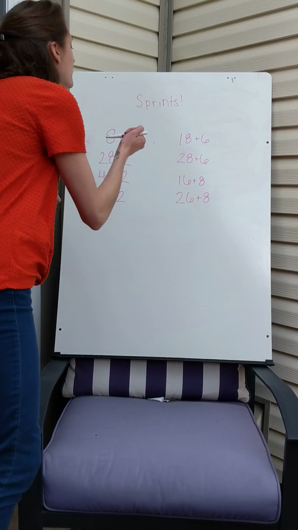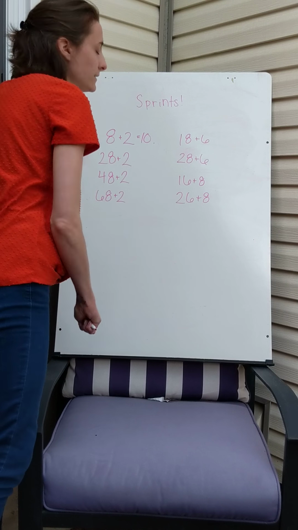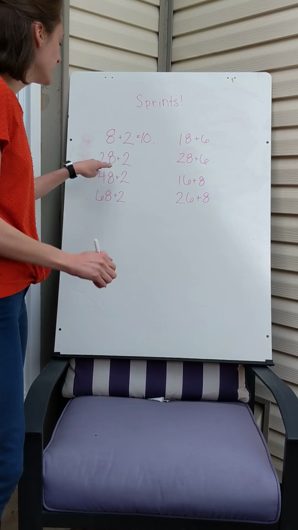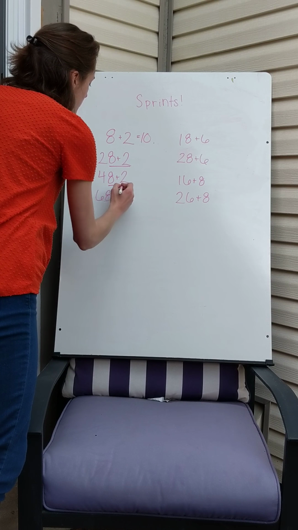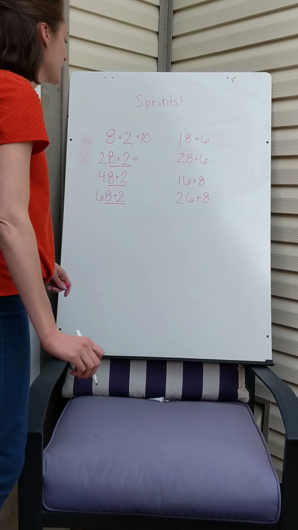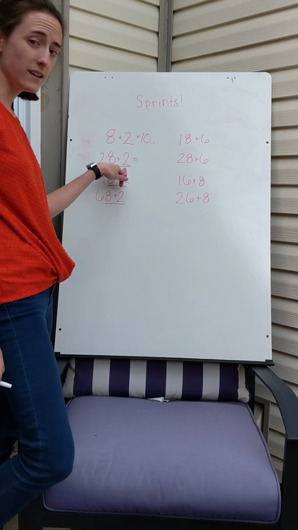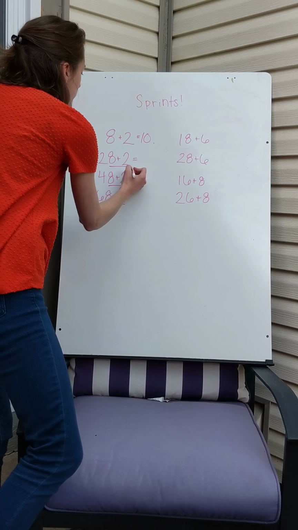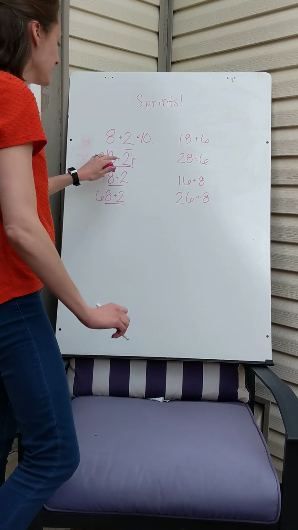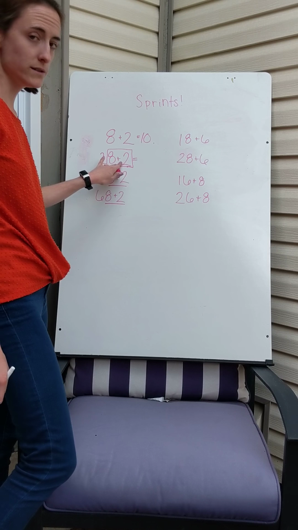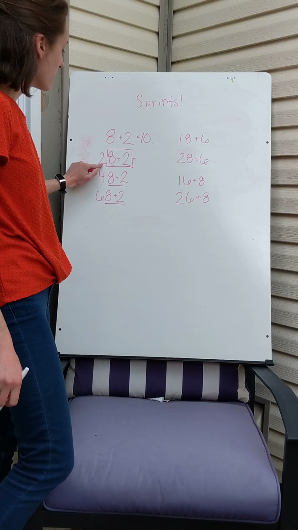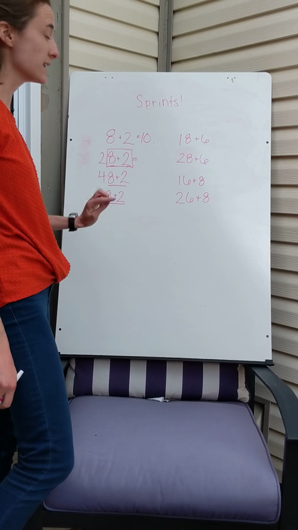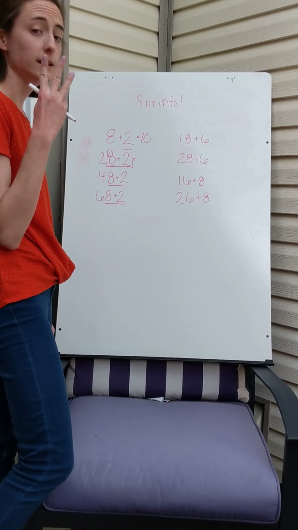8 and 2 make 10, 8, 2 more, 8, 9, 10. Excellent. So now I notice that same basic fact in this problem, and this problem. Okay, so as soon as I see that here, if I know that this is going to make a 10, all I have to do is put that 10 that my 1's made with the 10s that are already here.